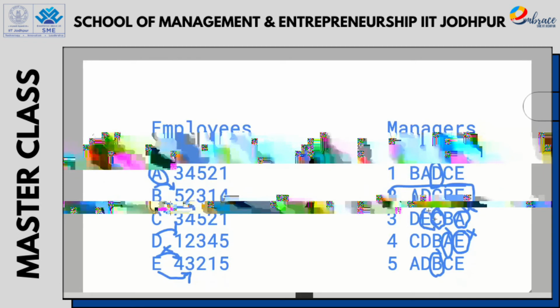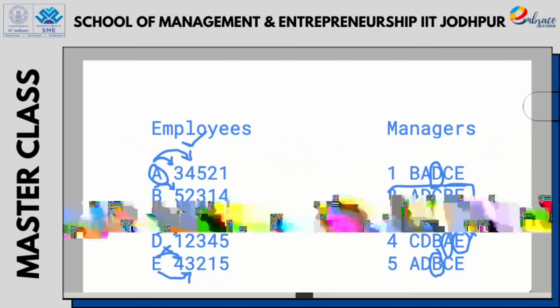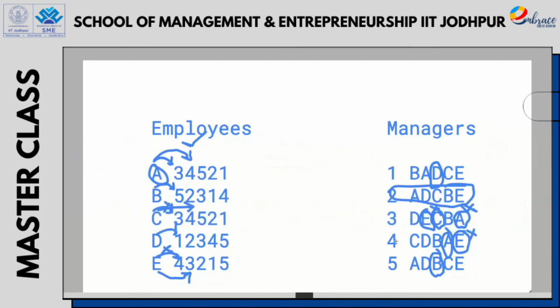Now we'll go to the fourth round. C said, I want to be with 4. We go and ask manager 4, would you want to stay with A or would you want to move to C? Manager 4 would say, why not? Because C is my most preferred option. So I'll throw out A as well. The fifth round, and we'll end it there.